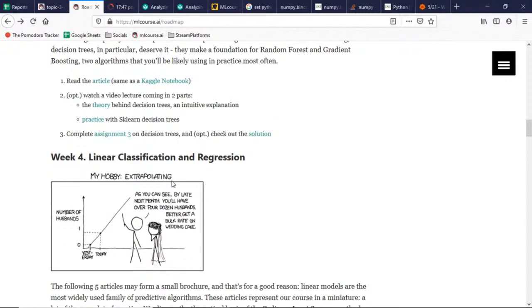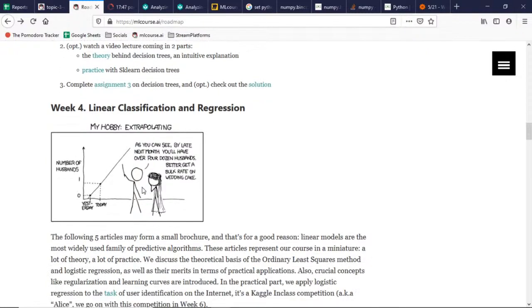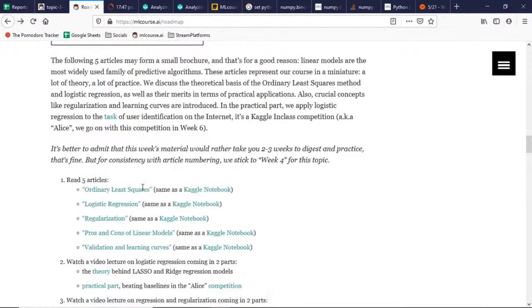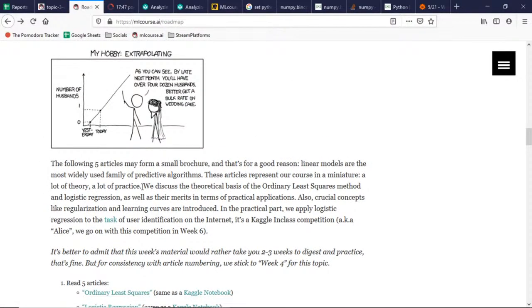Linear classification and regression. That's a very big topic, I guess. I always hear about regression, classification, linear regression, and I wasn't sure what it is. So let's try to dive into it.